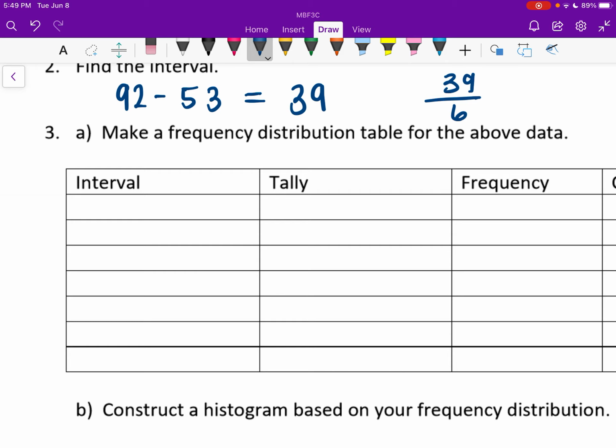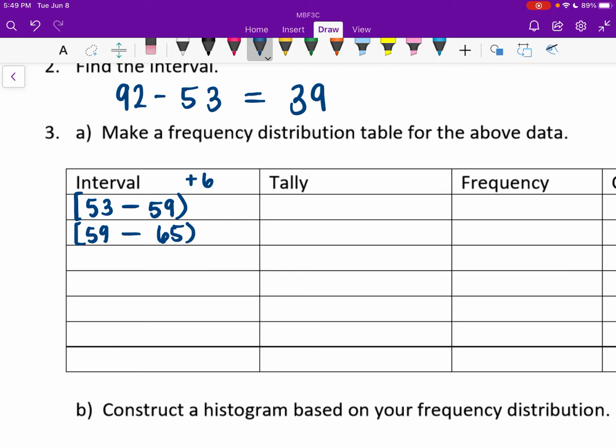Right? So let's do 53, which is my lowest number, and that's included in here, all the way up to 59, which won't be included in this set of data, right? So I just added 6. Then let's do 59 all the way up to 65.